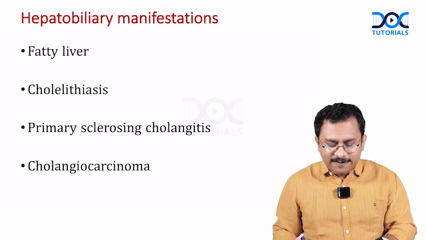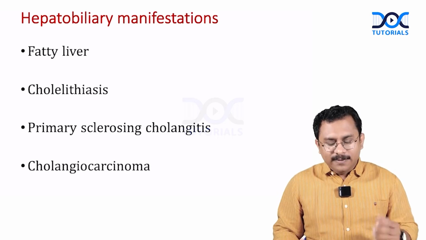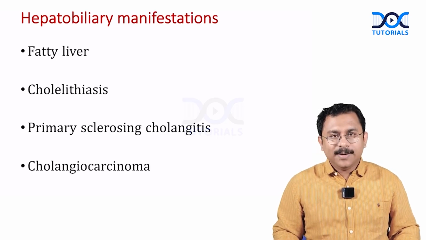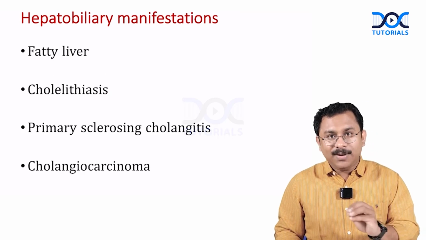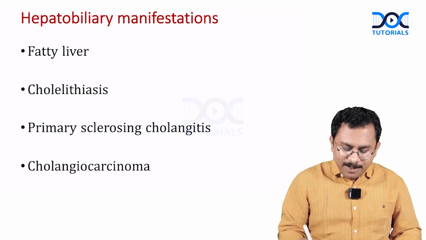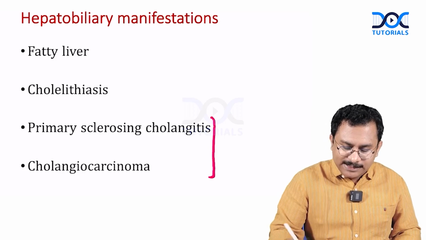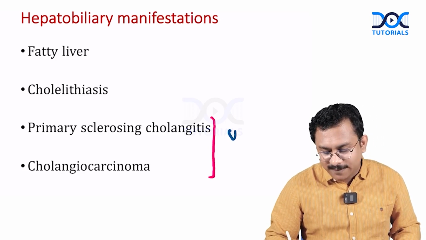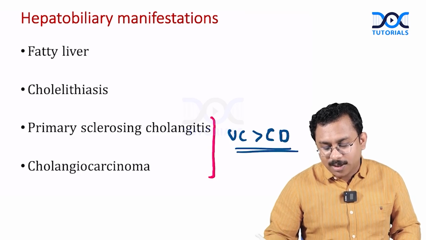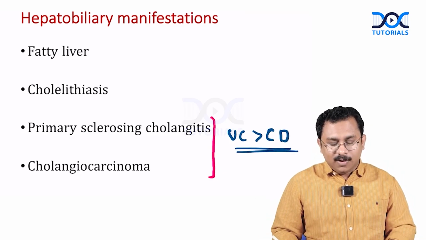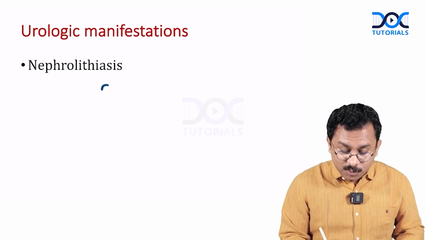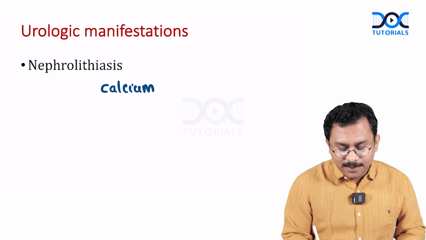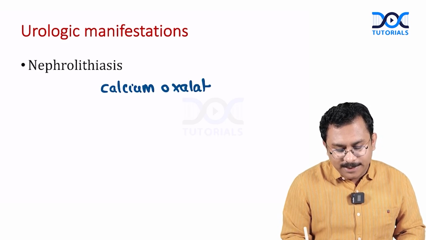Coming to hepatobiliary manifestations, this can be in the form of fatty liver, cholelithiasis, primary sclerosing cholangitis, and cholangiocarcinoma. These are the hepatobiliary manifestations. And remember, primary sclerosing cholangitis and cholangiocarcinoma, this is a previous MCQ, are more common with ulcerative colitis than Crohn's disease. Can be seen in both, but more common with ulcerative colitis. Urologic manifestations: nephrolithiasis. Usually calcium oxalate calculi can be associated.